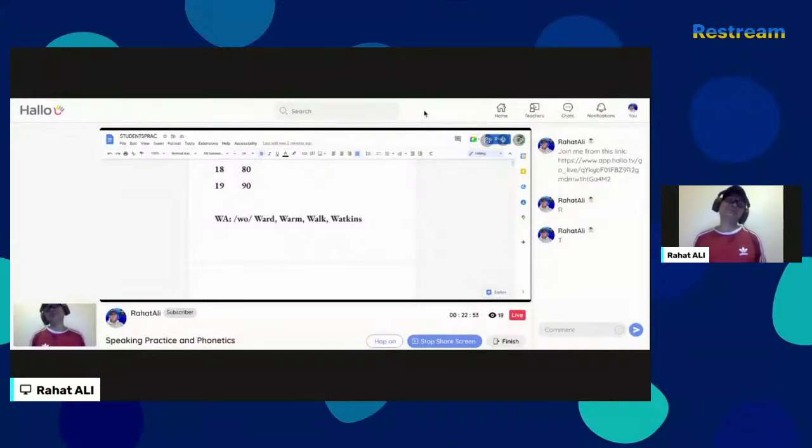Like, I'm sure you may have seen the movie called Mr. Bean, and his name is Rowan Atkinson. Okay, so remember, guys, once again, WA is always an O sound, not a WA sound. So it is walking, not walking. It is warm, not warm. It is word, not word.